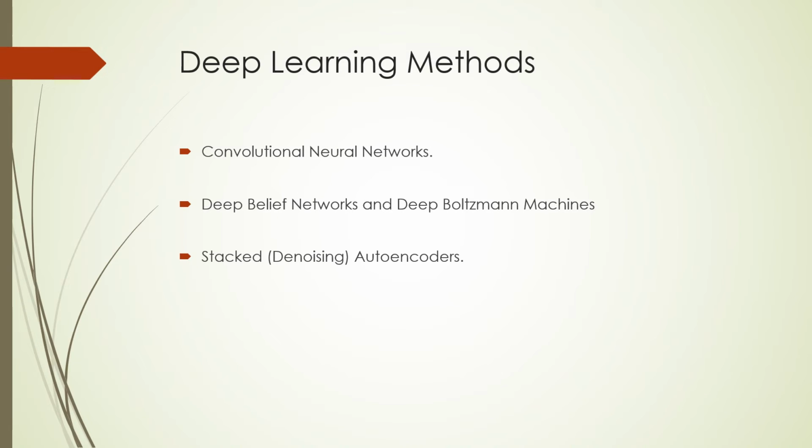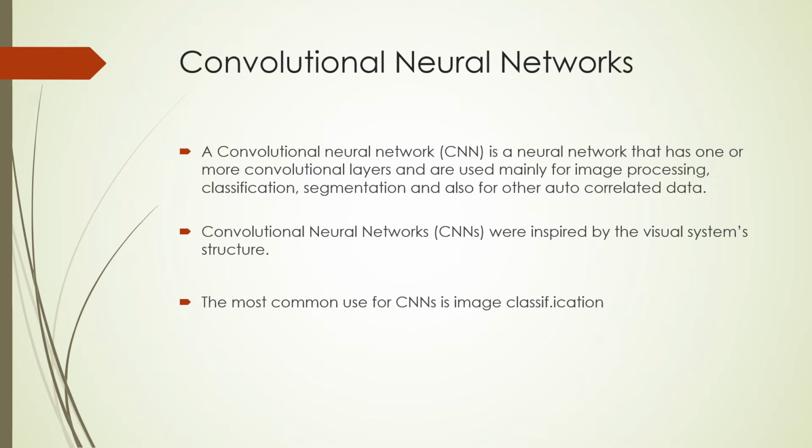Now, deep learning methods. There are many deep learning methods: convolutional neural networks, deep belief networks, deep Boltzmann networks, and stacked denoising autoencoders. So now let's see about convolutional neural networks.